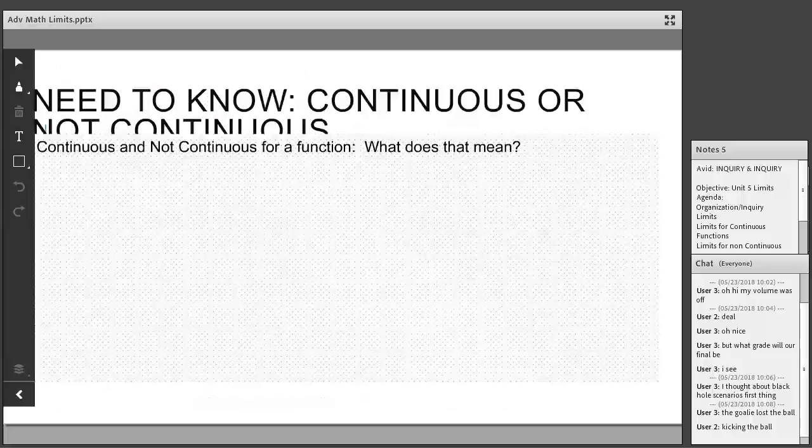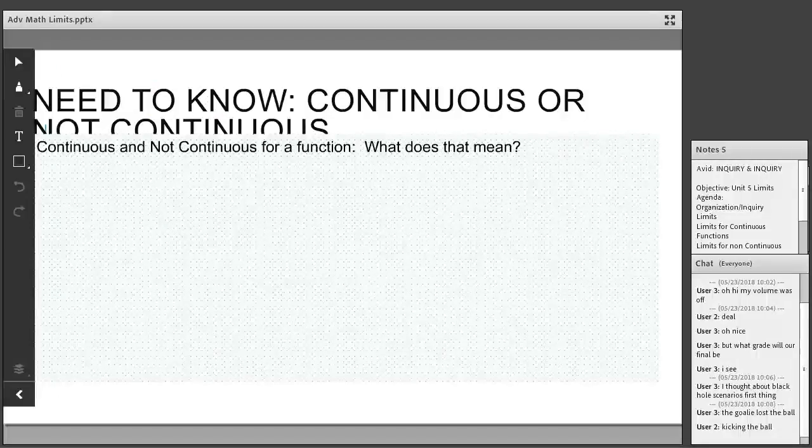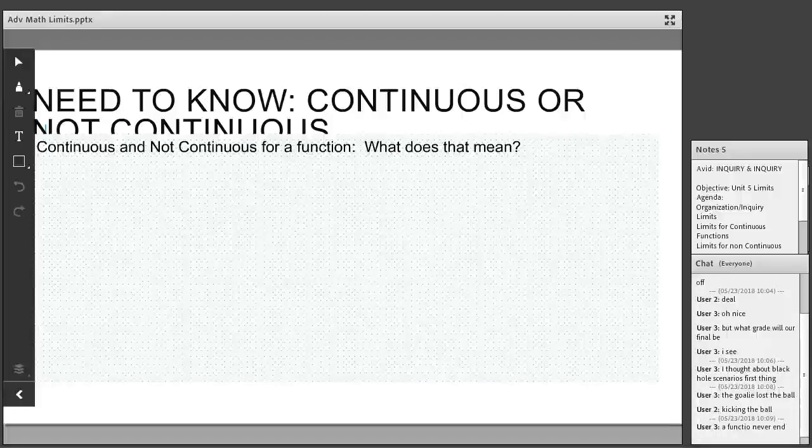Okay. So in order to solve limits, one of the key things we need to know is a continuous function or a non-continuous function. So you guys think about it and let me know what you think. What is it? What do I mean when I say continuous and not continuous for a function? What does that mean? You can write it on the board, put it in the chat box. Function that never ends. Any other ideas what I mean when I say continuous or not continuous, or what mathematicians mean when they say continuous or not continuous?